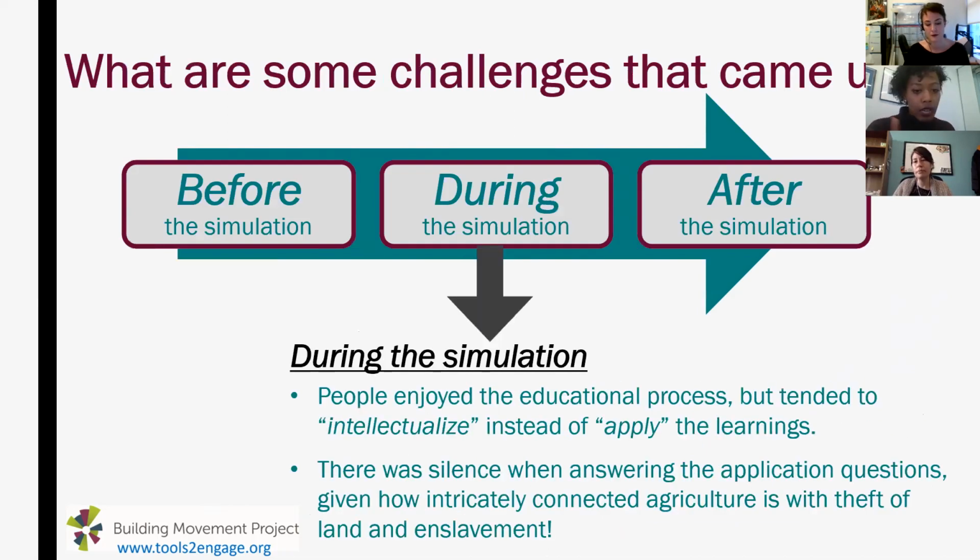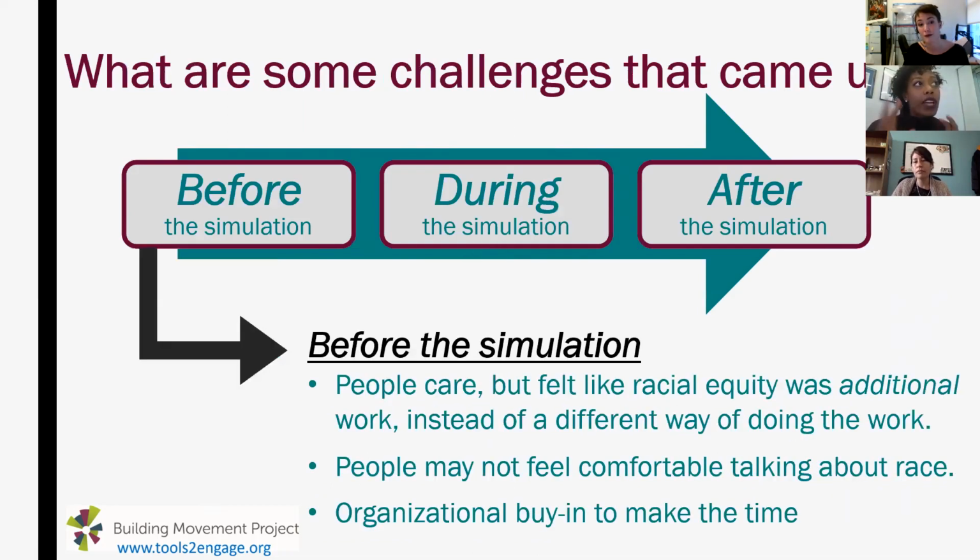And just as a little bit of food for thought for the before piece, some ways to make it not seem like additional work is just by framing it. So this is not additional work. It's just a new way of doing our work, right? Or if folks are more concerned about the bottom line, we could say, this is our bottom line. For Bread for the World, it's to end hunger. If we want to end hunger, we have to look at who is more likely to experience hunger. And if we look at who's more likely to experience hunger, then it requires that we talk about race. So the reframing is important.